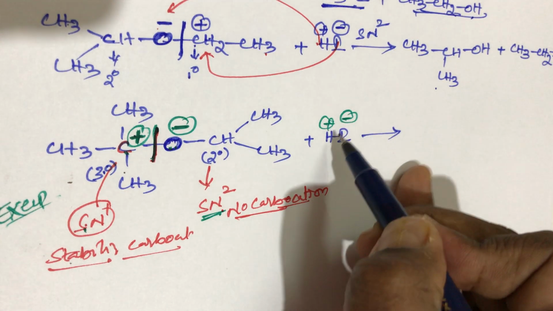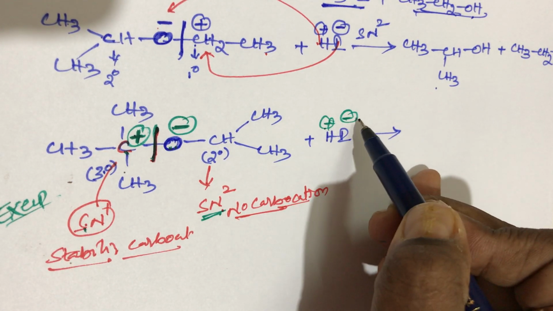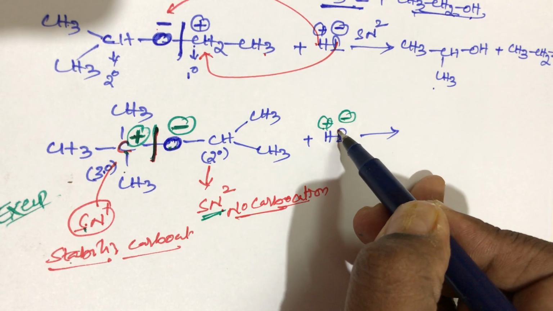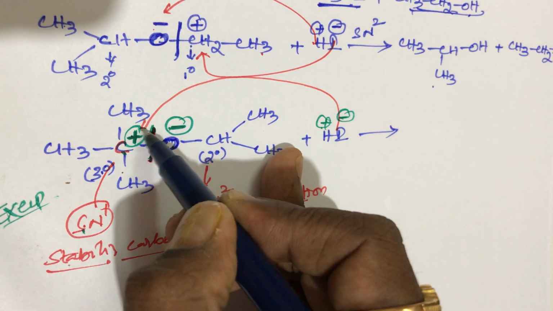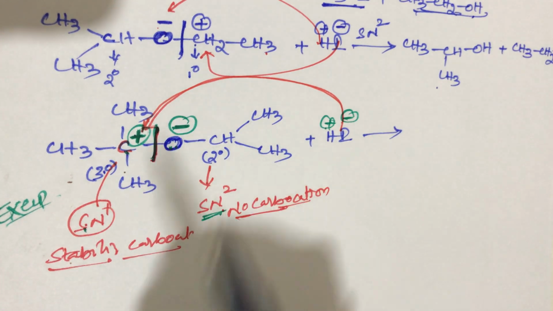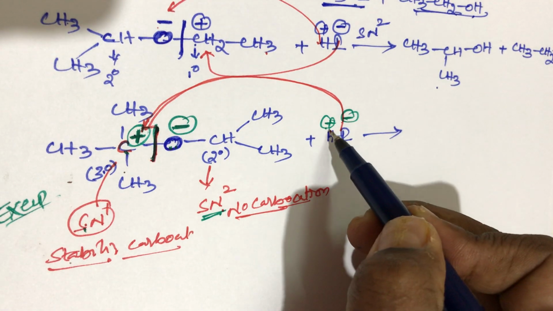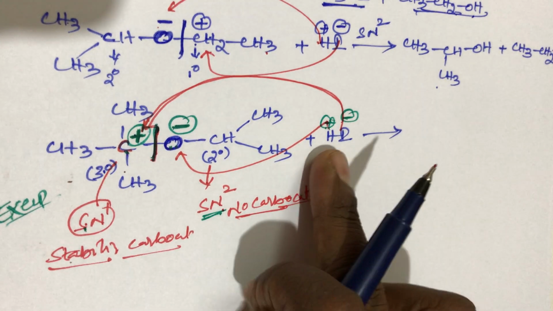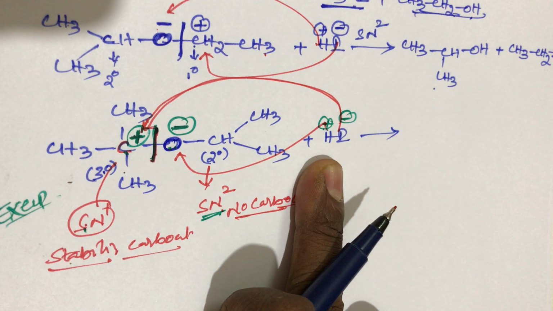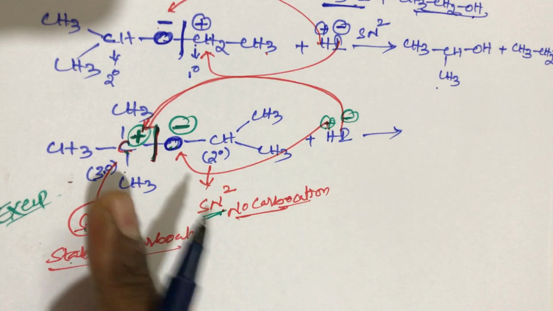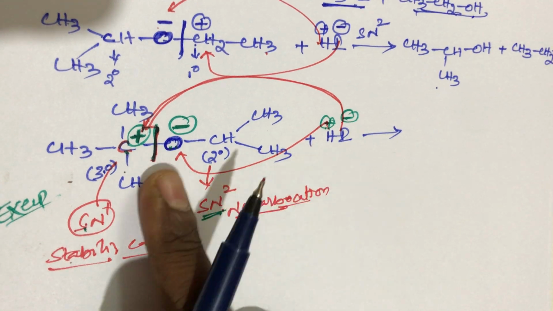Here, with H plus and I minus, this I minus will attack the tertiary carbon side. Remember, students, I minus will attack the tertiary carbon side, and H plus will attack the oxygen side. I minus attacks the highly crowded side, and H plus attacks the less crowded side.